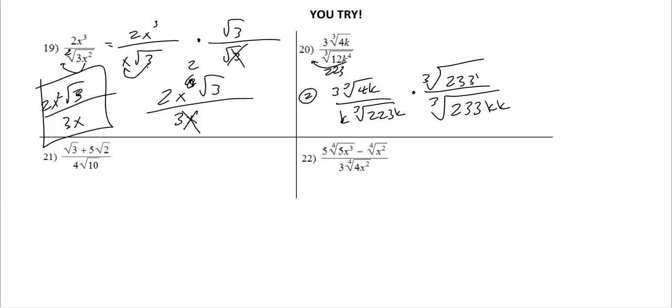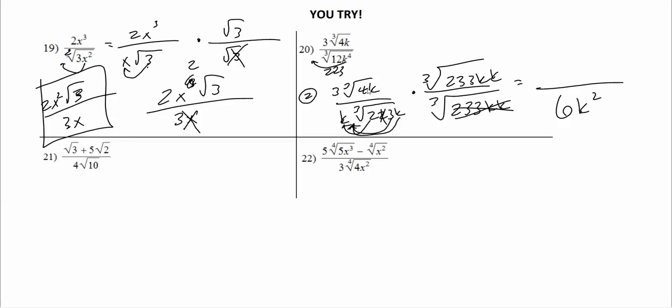So 2, 3, 3, k equals: the 2 gets pulled, a 3 gets pulled, and a k gets pulled in the bottom. Everything else disappears. So a 2 and a 3 became a 6. A k times the k that was already there becomes a k squared.